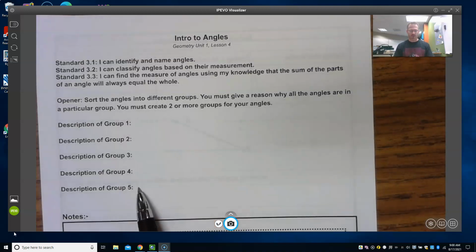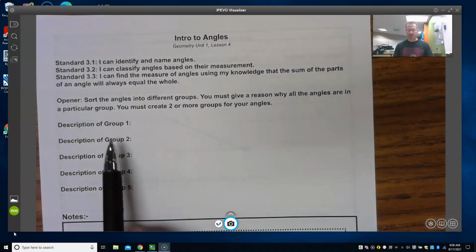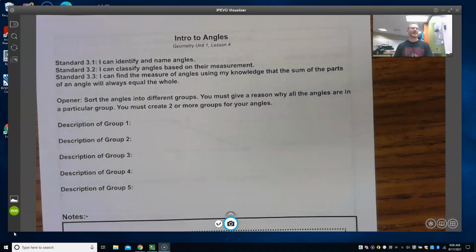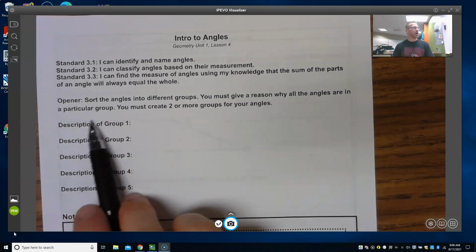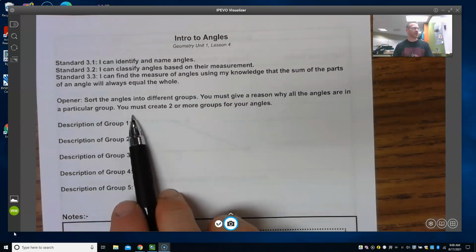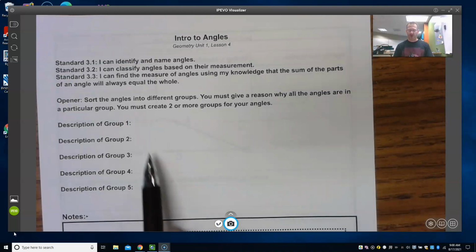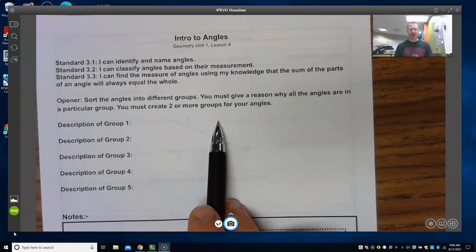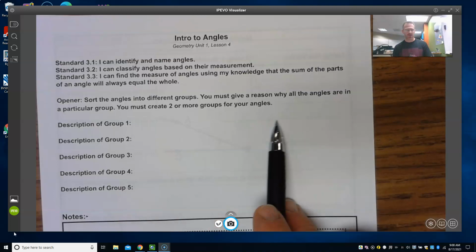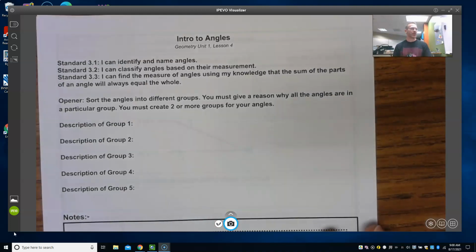I've given you room to create 5 groups if you would like. Sorry, I had to pause for an announcement. Anyhow, I want you to create at least 2 different groups, maybe 3 or 4 if you want to go that far, and then write your description. So maybe angles 1, 8, 9, and then write the reason why you grouped those. Go ahead and pause the video, do that, flip back on, and I'll show you what I came up with.